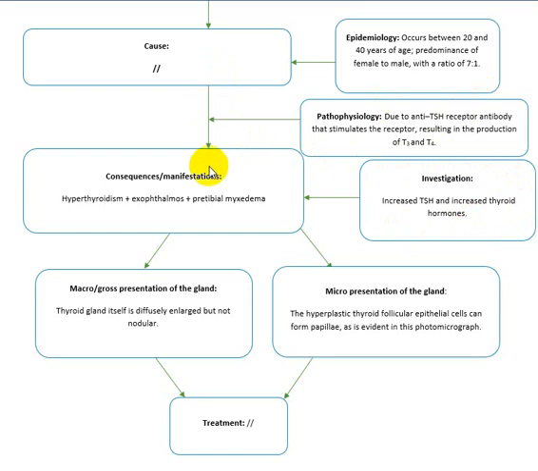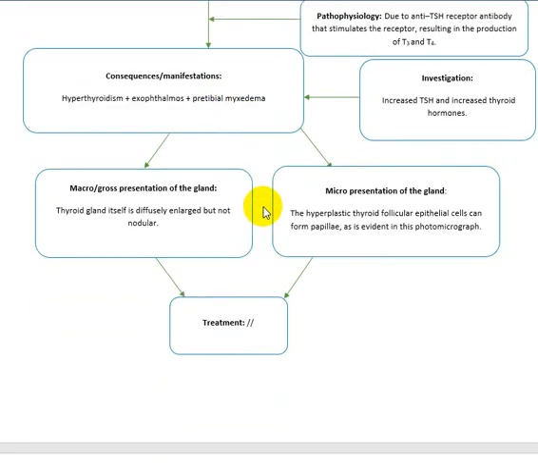Now we have the consequence, the manifestation of Graves' disease. So the consequence, you have all the signs and symptoms of hyperthyroidism plus exophthalmos plus pretibial myxoedema. So these are the three consequences that you have. You have all the signs of hyperthyroidism we said above. We said heat intolerance. We have hyperactivity. We have diarrhea. We have tachycardia and all the rest. In Graves' disease, we have hyperthyroidism plus exophthalmos plus pretibial myxoedema. So all these are added in Graves' disease.